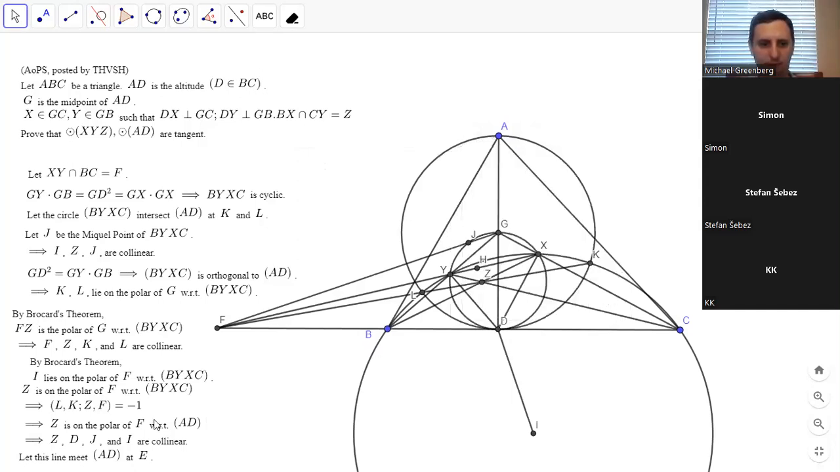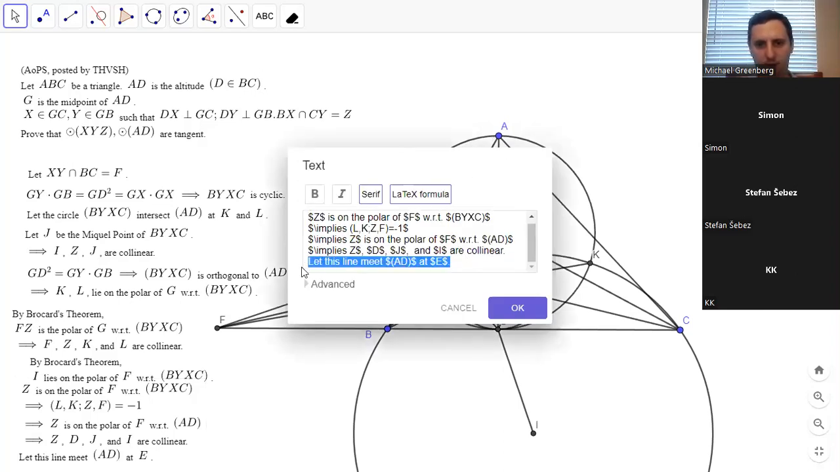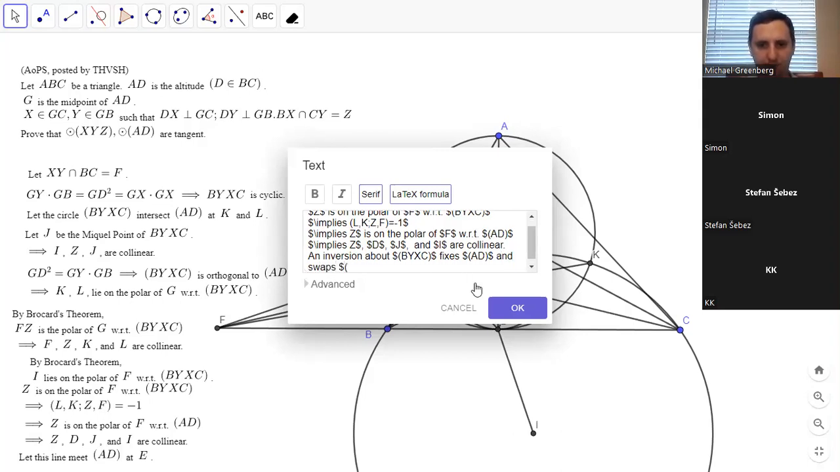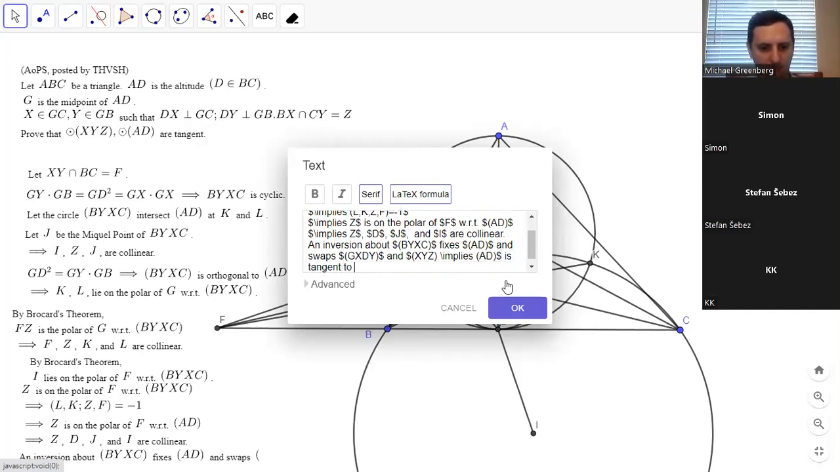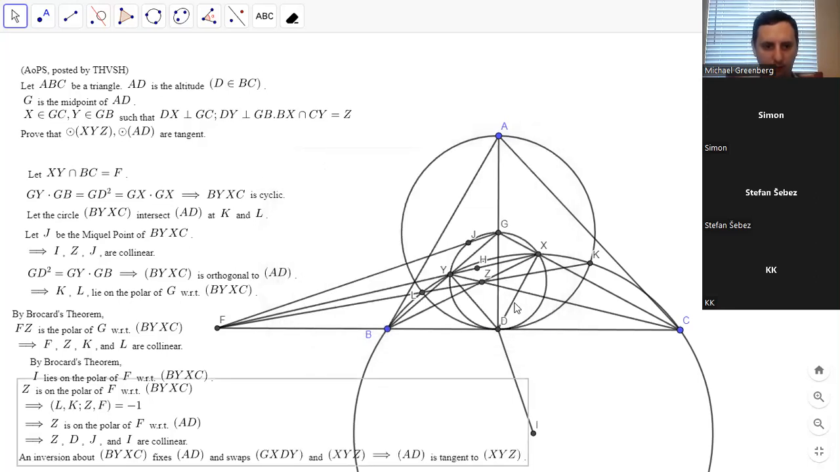Yeah, I agree. And then, okay, an inversion about BYXC fixes that circle and swaps DX, DY and XYZ, and that implies AD is tangent to XYZ. So I think that should do it. There is a lot that went into this.